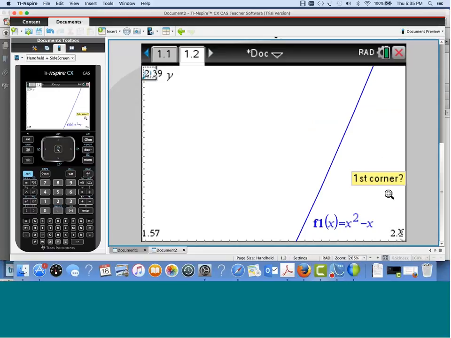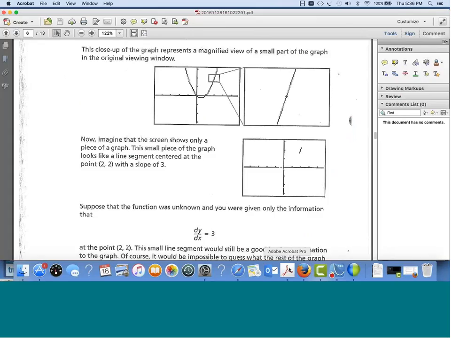Okay. I'm going to show you a little clip actually from a document. This is one of the Explorer books around the TI-84 on slope fields.